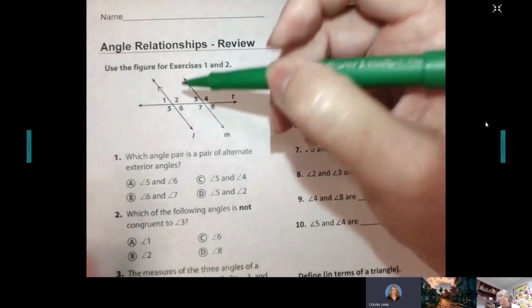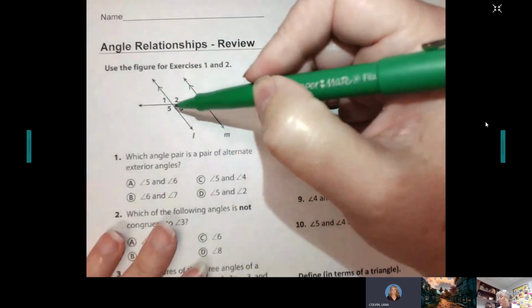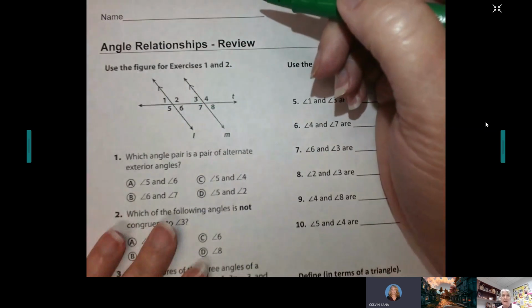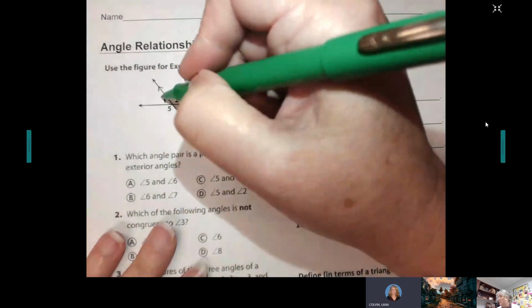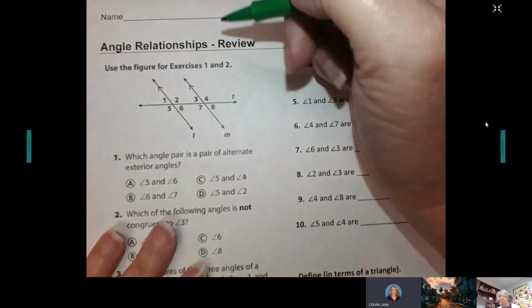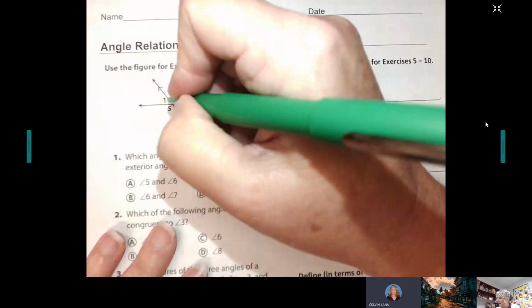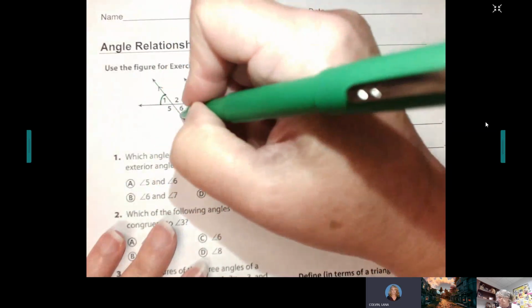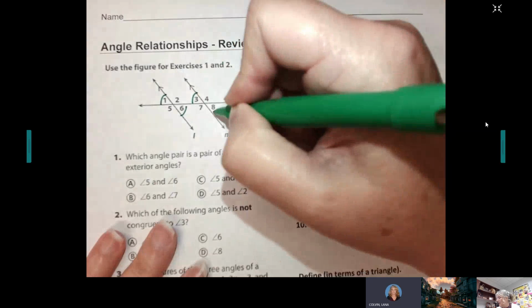Remember when I always ask y'all which way do you want to go? Do you want to go top to bottom or bottom to top? Remember, I ask y'all that every time. All right, so which way do you want to go? Top to bottom or bottom to top? All right, so Juliana said top to bottom. So I'm going to go here, here, here, and here.